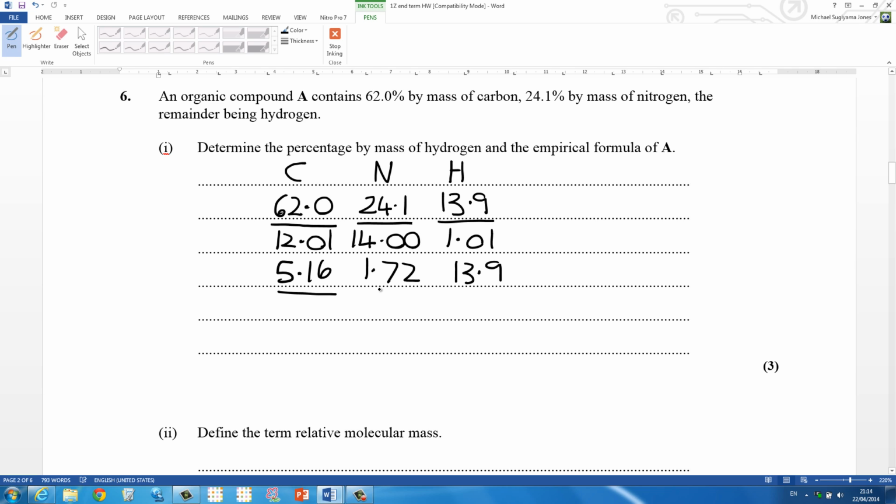And then you divide these by the smallest, so divide them all by 1.72, this one too, and then you should get numbers that are close to 3, 1, and 8. And then you write down the formula at the end, C3NH8. Students often ask, does it matter the order that you put these in? Not really. Carbon should come first, but you could have C3H8N. That'd be fine too.